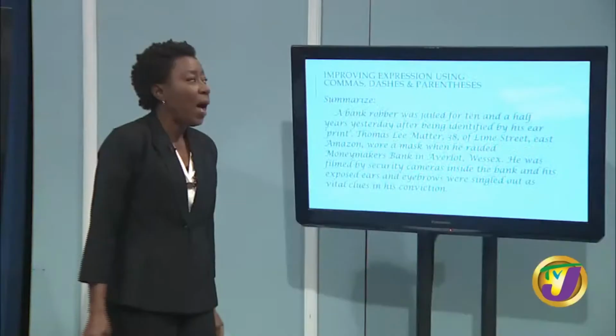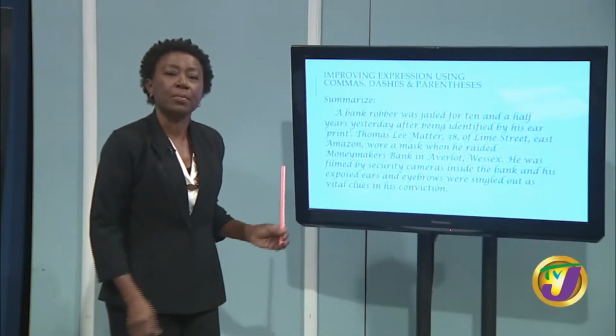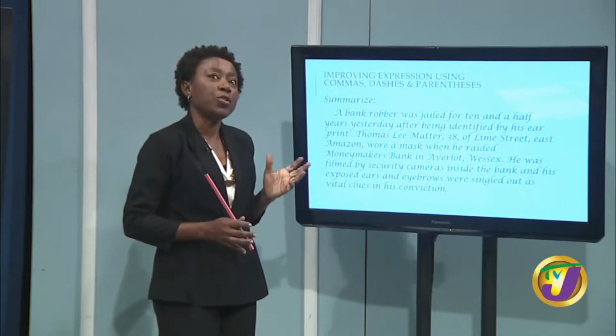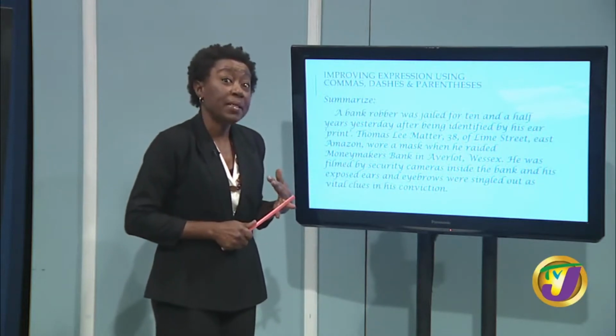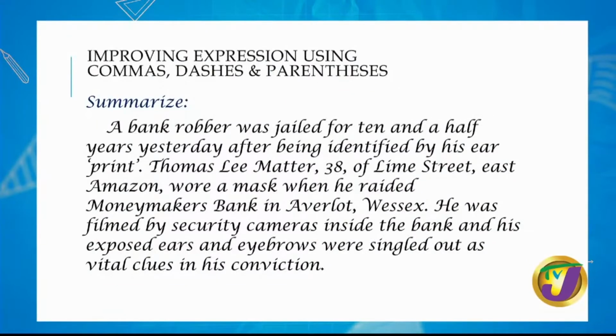And he said, wow, I don't really know how to reduce this to a sentence. What you want to know is who, what happened, and the result. You could just fix that in a sentence. So who was the person? Okay then, Thomas Lee Matter. And what did he do? He robbed the bank and he was convicted. All right.